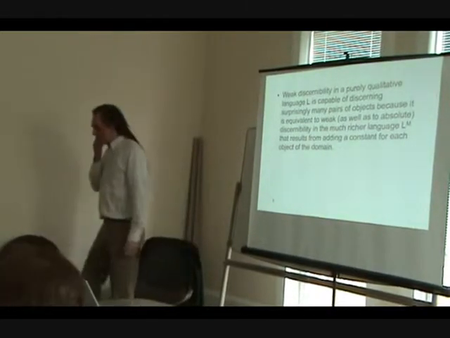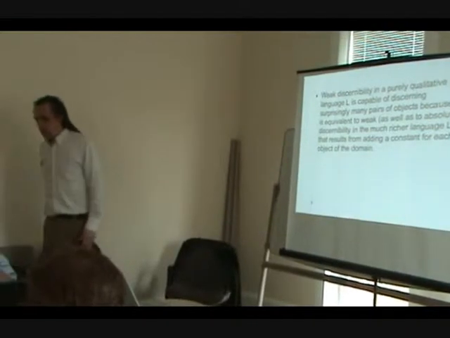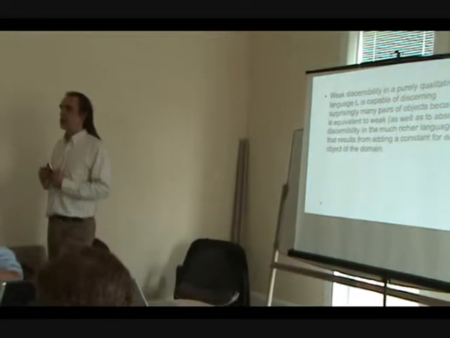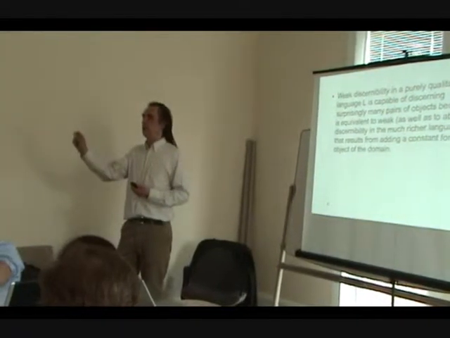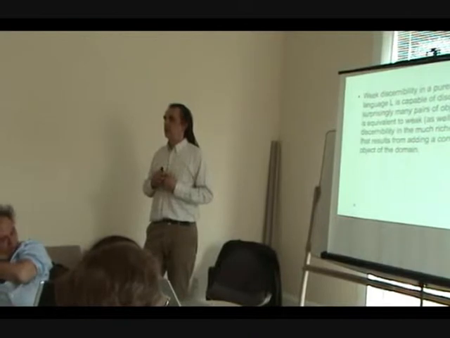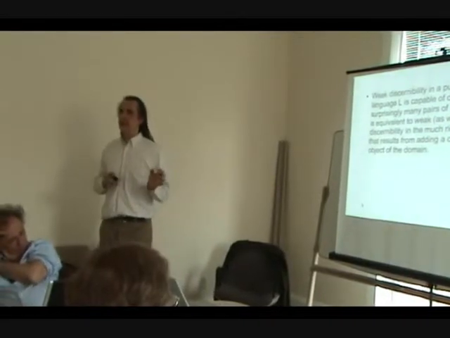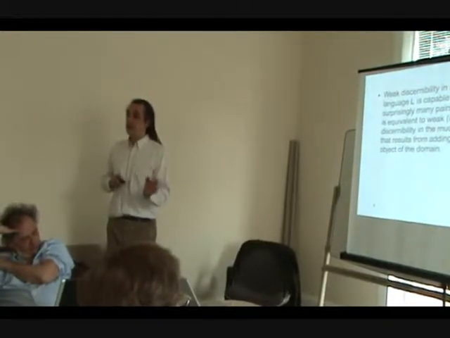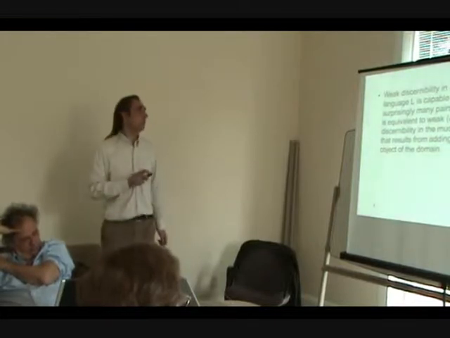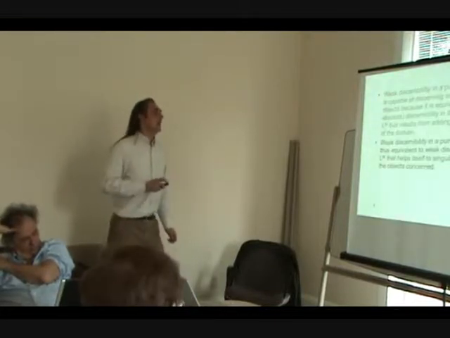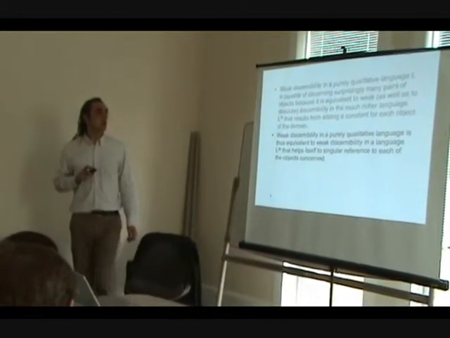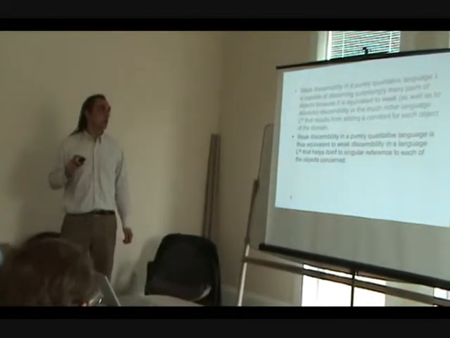Because they say at the start of their paper, of course, if we're allowed individual constants, we can discern everything, right? Because you can then say, well, look, that's particle 1 and that's particle 2, so they're not the same. But weak discernibility in a language with no constants means you've already got enough structure there that if you had constants, everything would be absolutely discernible. So weak discernibility in a purely qualitative language is equivalent to weak discernibility in a language that helps itself to singular reference to every object.